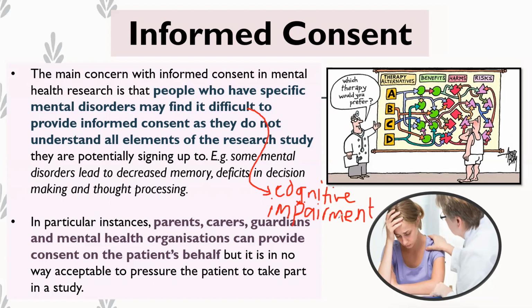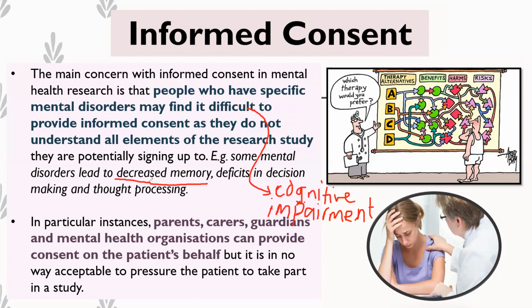Okay, you can't have a patient who's got a really big cognitive impairment giving informed consent where you're 110% sure that they're in the right state of mind, or that they're using the maximum cognitive capacity to give their consent. Obviously some mental disorders can lead to decreased memory. The participant might give you their consent, and maybe a few days down the track they're like, I don't remember ever even signing a consent form. What are you talking about?